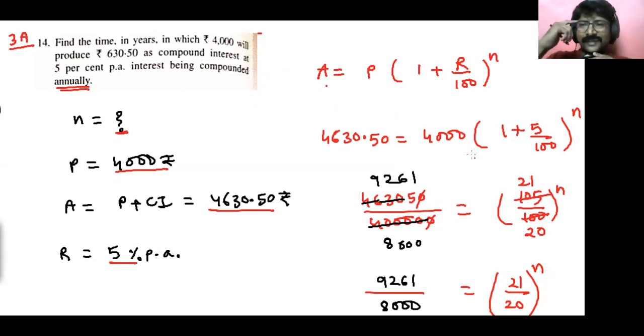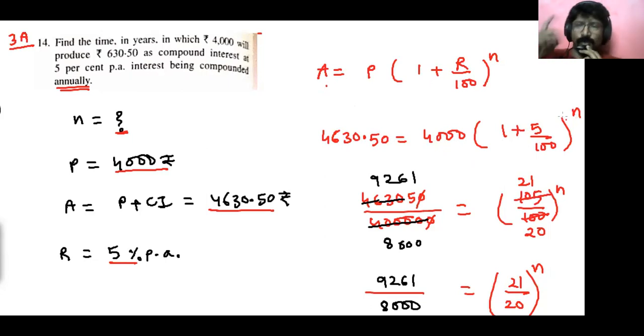Now, can someone think why we did not use the compound interest formula? Because this formula is very simple to use. And if you want to use compound interest, still you're going to get the right answer, but then the calculation will become a little tricky. Okay, nothing else. Now we'll just plug the value 4630.50 as amount. P is 4000, 1 plus R is 5 upon 100 raised to power n, and that n we're supposed to calculate.